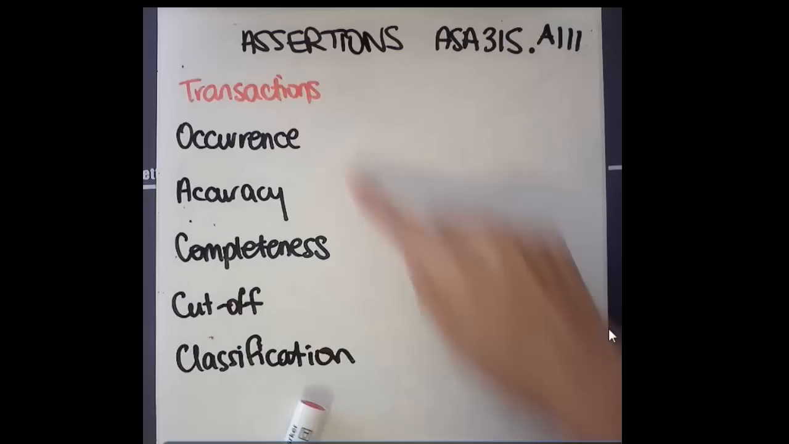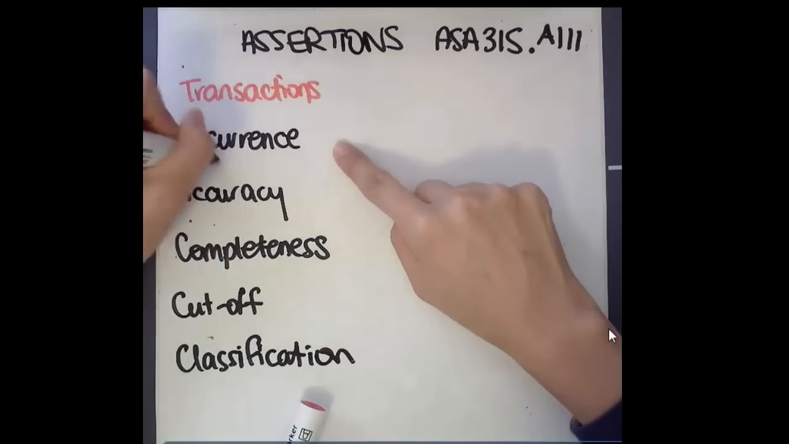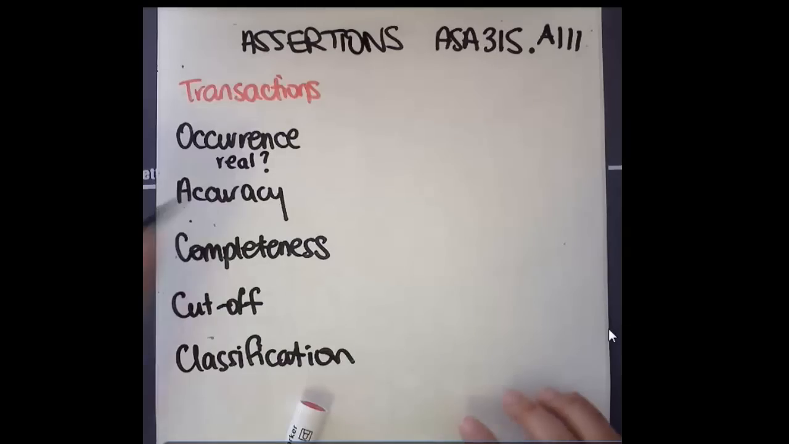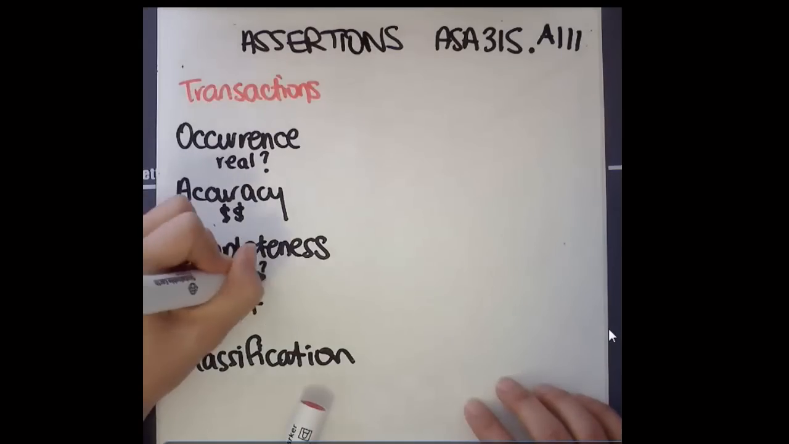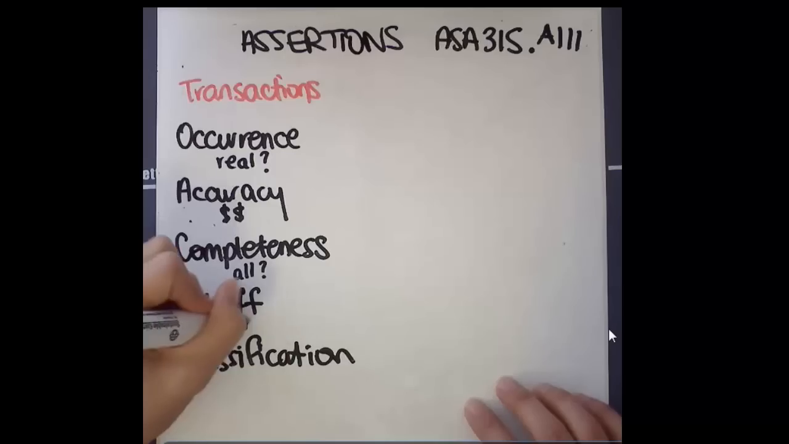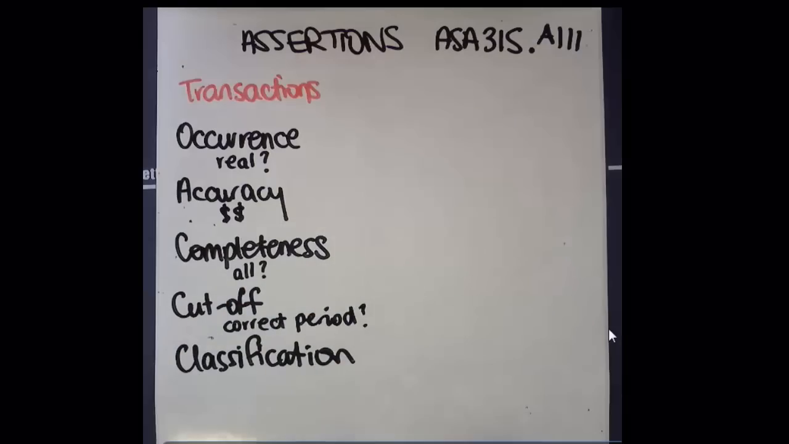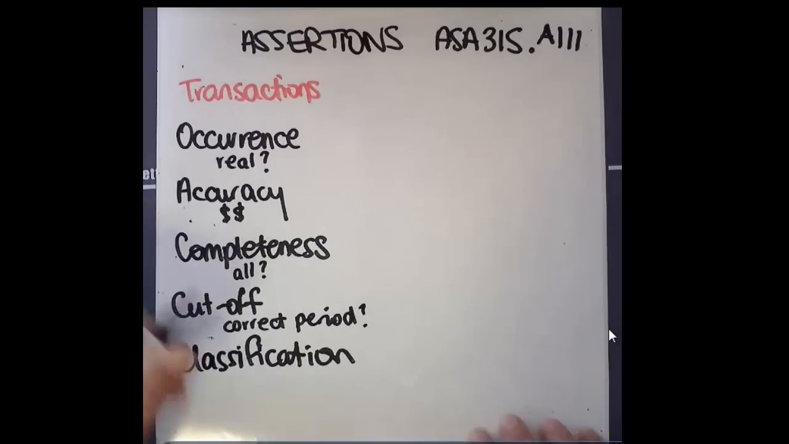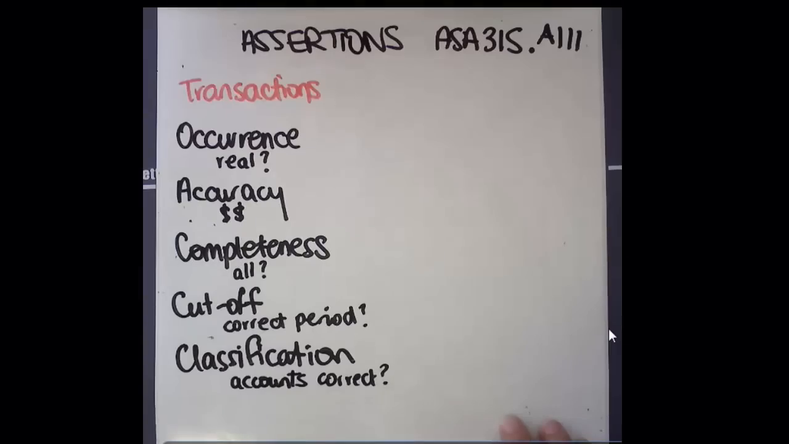So occurrence is, did our transactions really happen? So this is about, are they real? Accuracy is about, are things recorded at the correct dollar amount? My sales, my purchases. My completeness is about having all my transactions. Cutoff is all about having things in the correct period. And classification is, are we using the correct accounts? So when I'm debiting and crediting, I'm using the correct accounts from my chart of accounts.